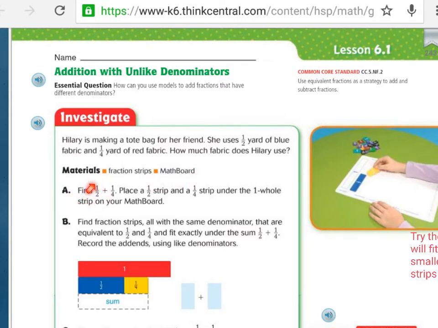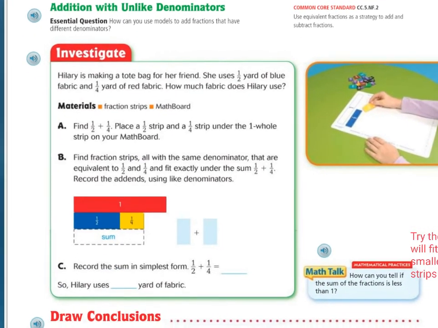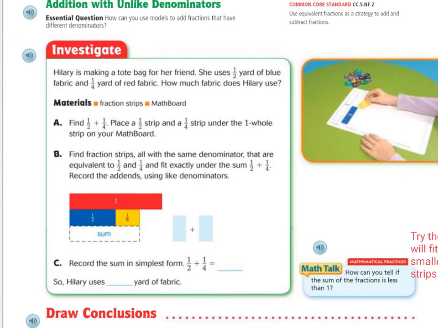So first we're going to find the 1/2 plus 1/4, and we're going to place the 1/2 strip and the 1/4 strip under the whole strip on your math board, like below. So let's look below. Right here you can see that we have our one whole, we have the half, and we have the quarter underneath, and together it's the sum.